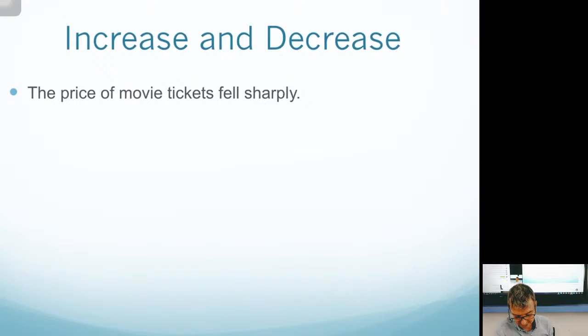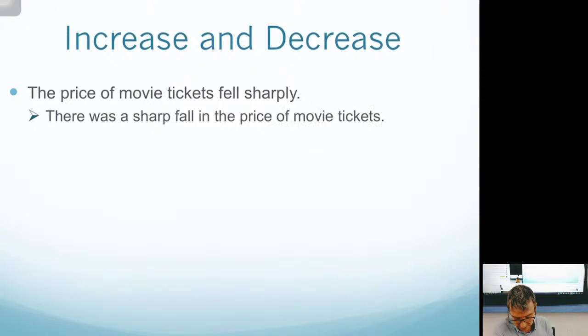So the price of movie tickets fell sharply. It should have come up with something like this. There was a sharp fall in the price of movie tickets. Let's try another.